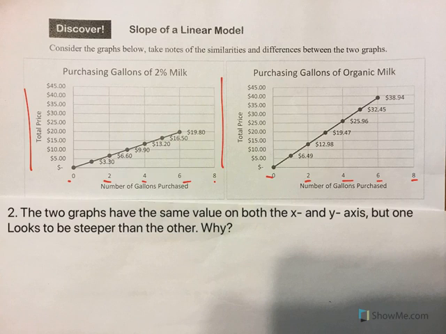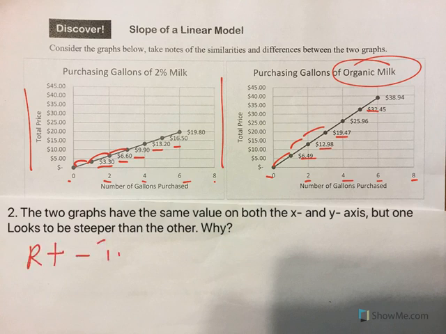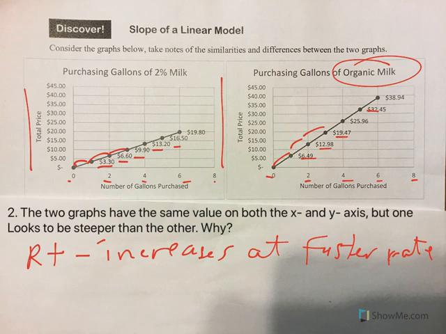You're buying 2% milk. As you go up, it goes up by the same amount each time. Over here, it also goes up by the same amount each time. But you'll notice organic milk is more expensive. So the second graph, the graph on the right, increases at a faster rate, because each time you buy a gallon of organic milk, it's costing you $6.49 versus $3.30. So because your price of milk is going up faster, your line is steeper. So the more you pay per gallon, the steeper your line.